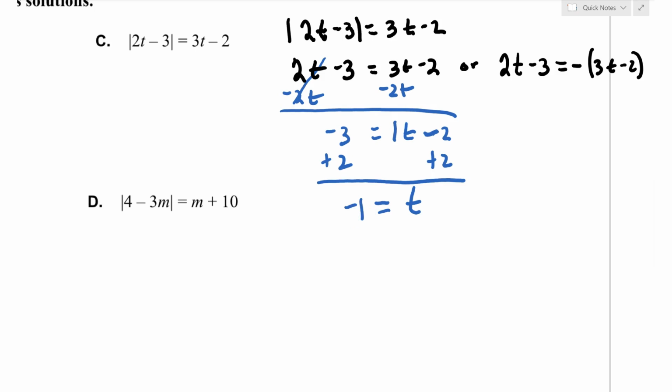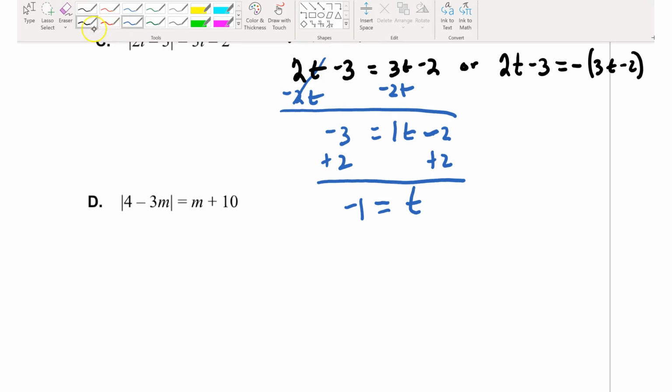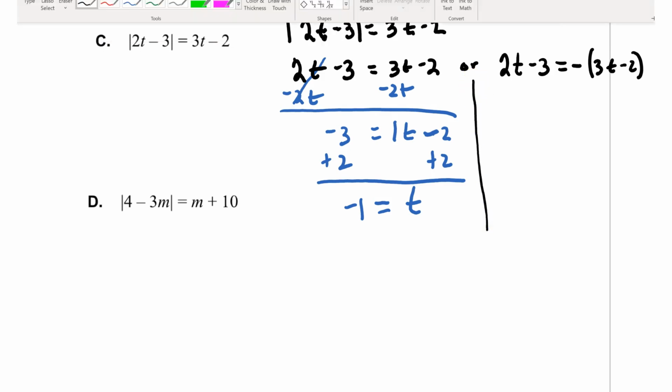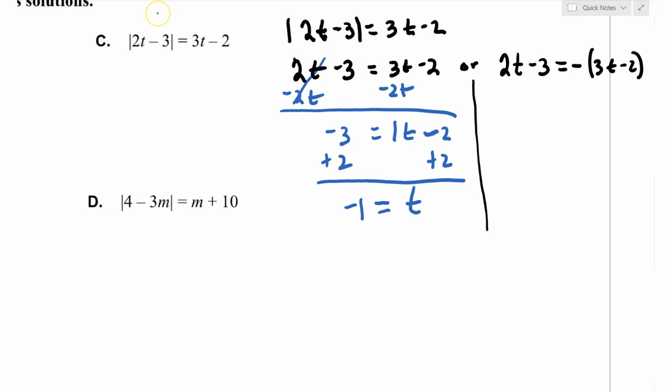Now the other equation, I guess I'll draw a line here. The other equation, we got to solve for t again. So we have 2t minus 3 equals, this is a negative 1. We have to distribute the negative 1. Negative 1 times 3t gives you negative 3t. Negative 1 times negative 2 gives you positive 2.